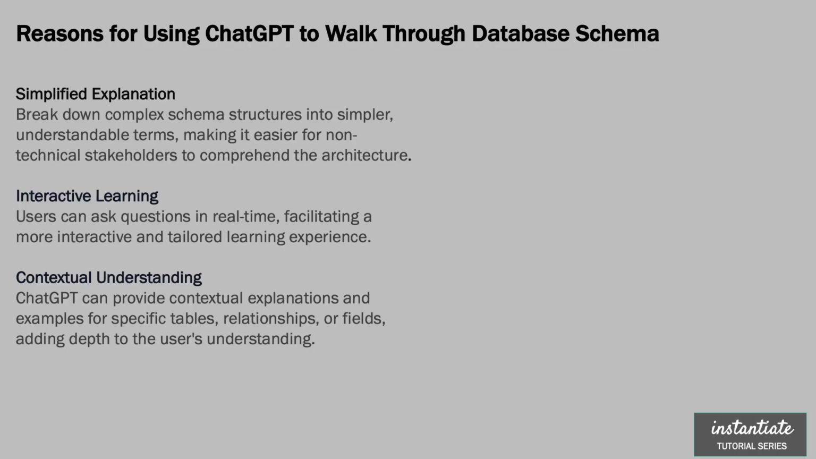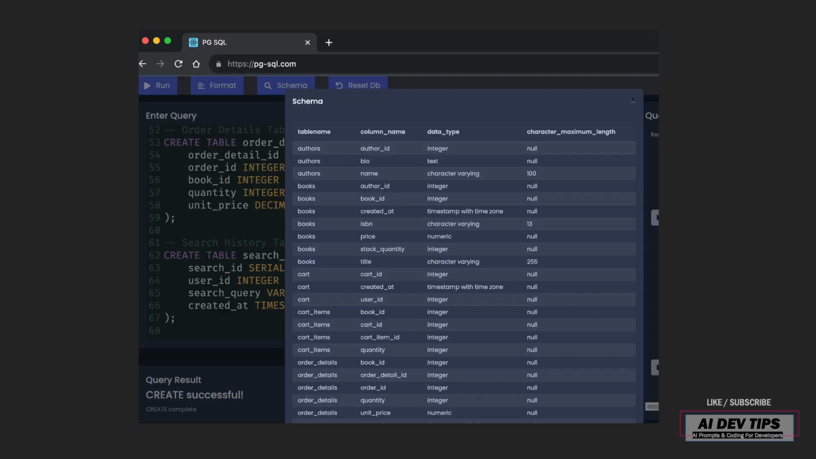Why do we want ChatGPT to walk through a database schema? Well, it gives us a simplified explanation and overview. We can interactively ask questions, and it gives us some context as to the tables, relationships, and fields.